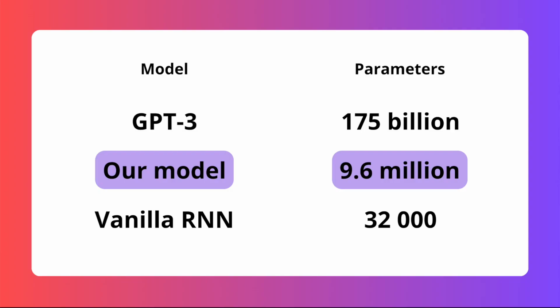And secondly, our model is of course way smaller. GPT-3, which the free version of ChatGPT is built on, has around 175 billion parameters. Our biggest model has just shy of 10 million parameters. But it is still a pretty large model compared with the vanilla RNN developed in assignment 4 of this course, which had around 32,000 parameters.